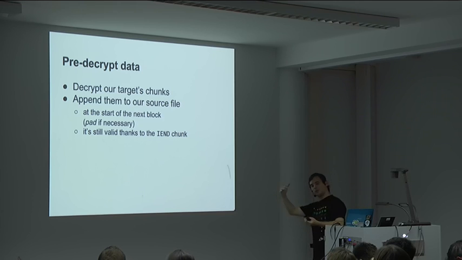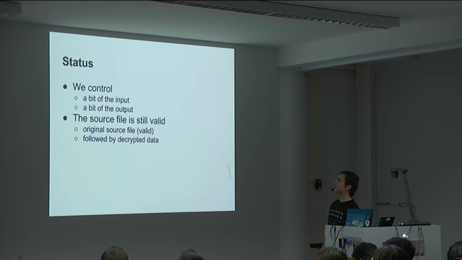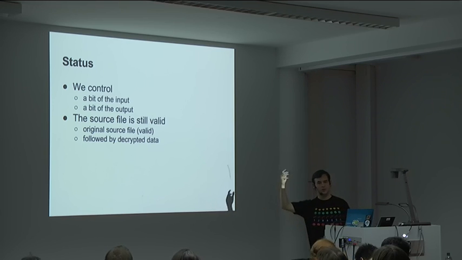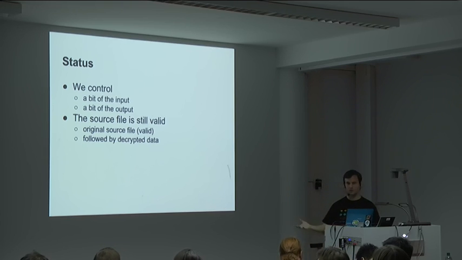And it can piggyback some extra data that, when encrypted, will become the DuckDuckGo data. Now we control a bit of the input and a bit of the output. The source file is still valid because it was the original Google file with some appended data that happens to be the pre-decrypted data of the DuckDuckGo logo.